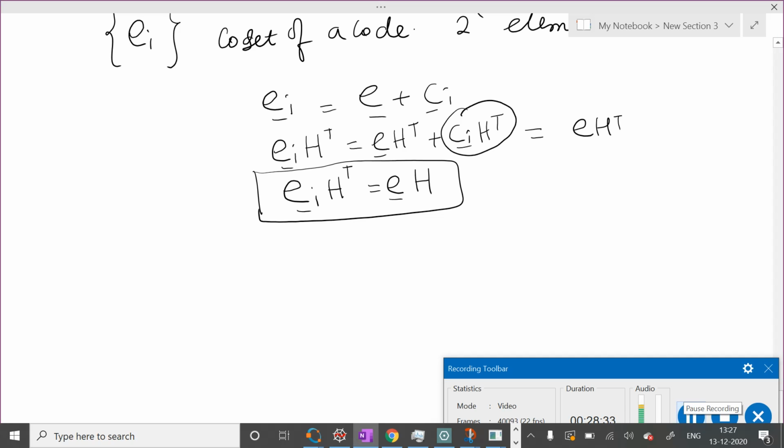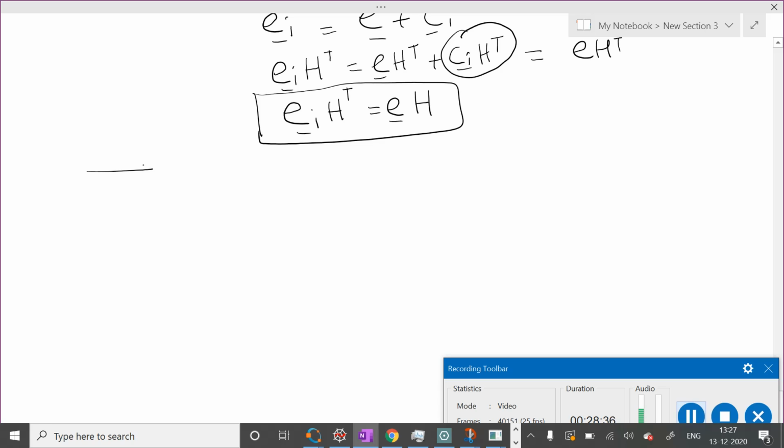And one important quantity for error correction is, as you already know now, Hamming distance and Hamming weight. So there is something called the minimum distance of a linear code.